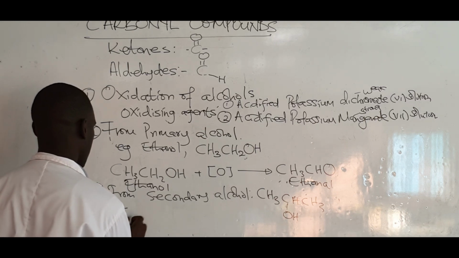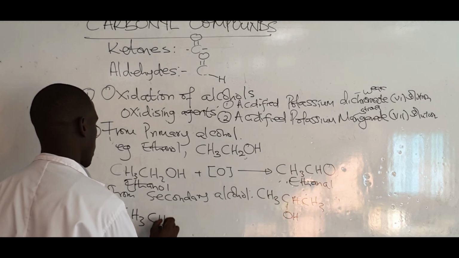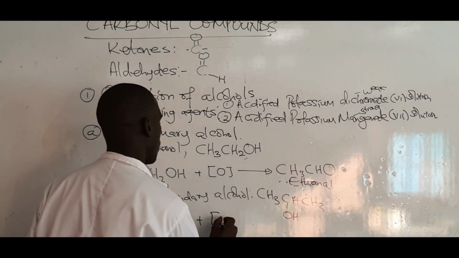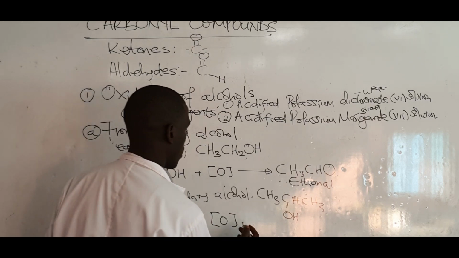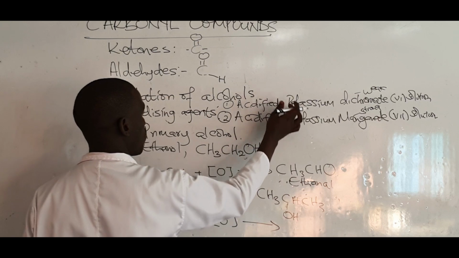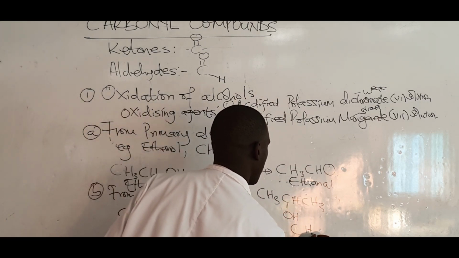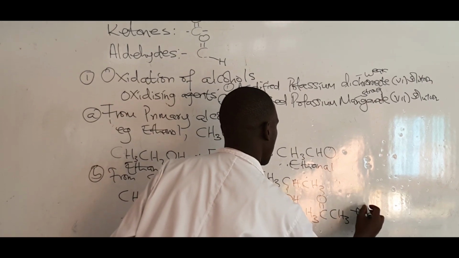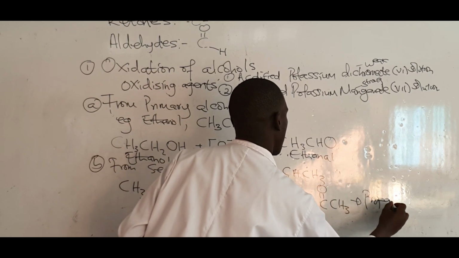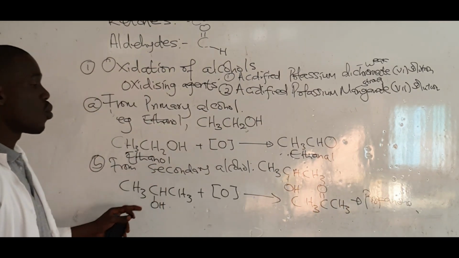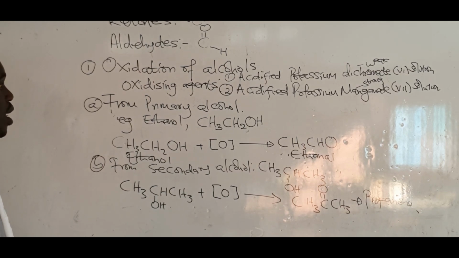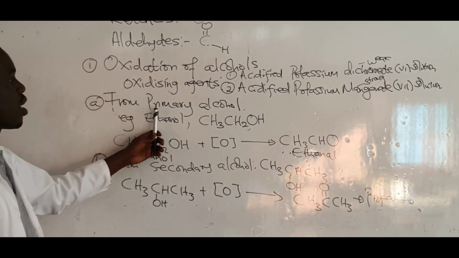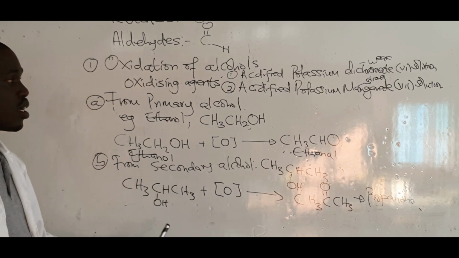So you have CH3CHOHCH3. Then we use oxygen representing oxidation. Using any of these oxidizing agents, we shall have a ketone. In this case, our ketone is propanone. So this is how we form carbonyl compounds. We form carbonyl compounds from oxidation of alcohols. It can be primary alcohol or secondary alcohol.